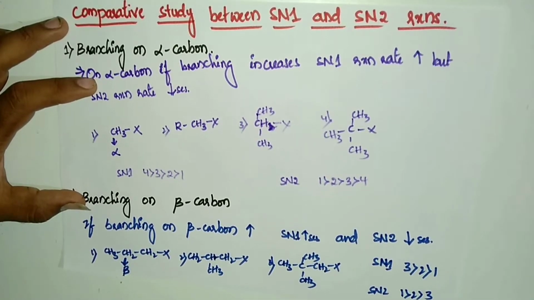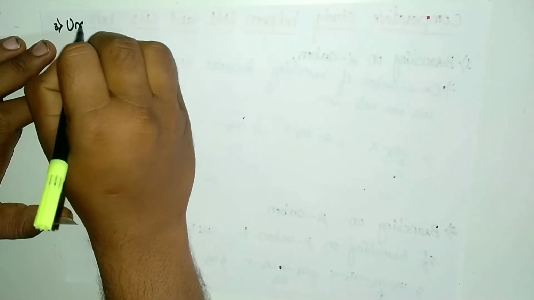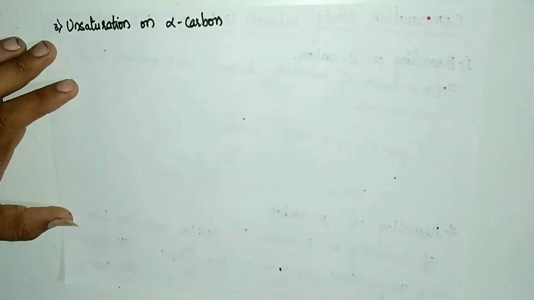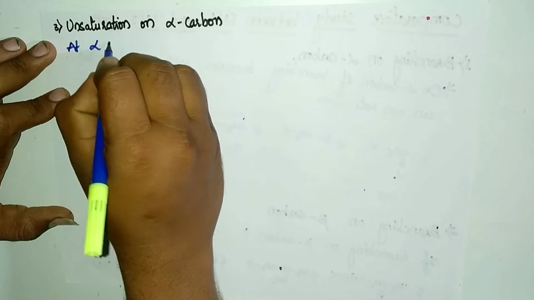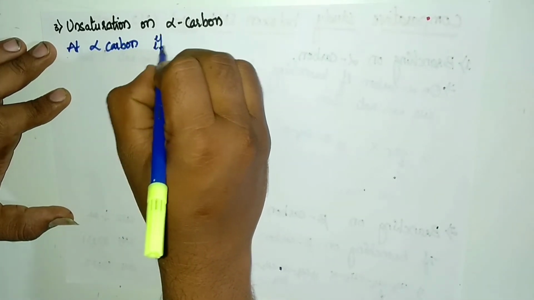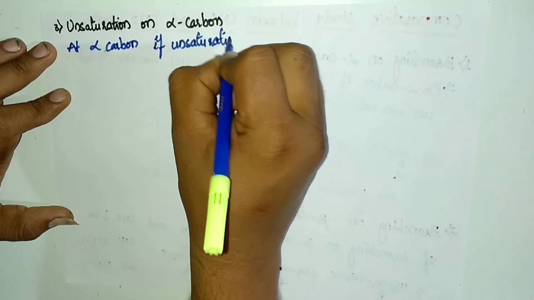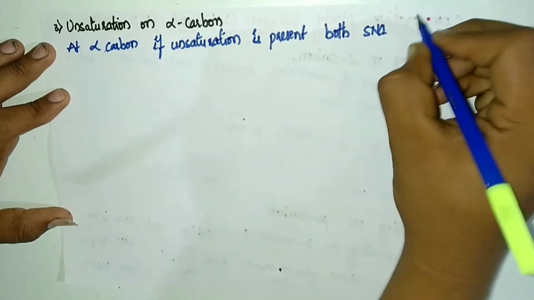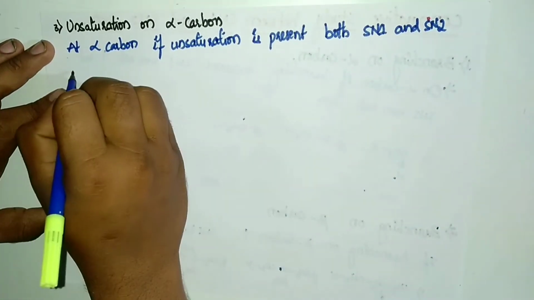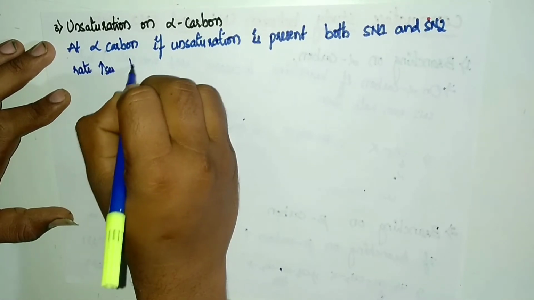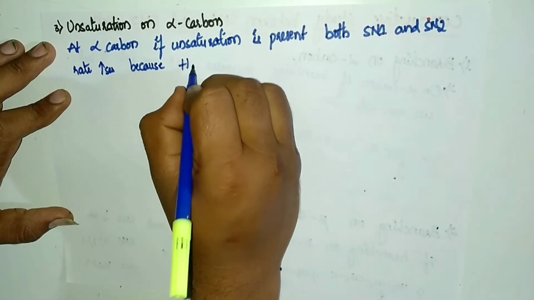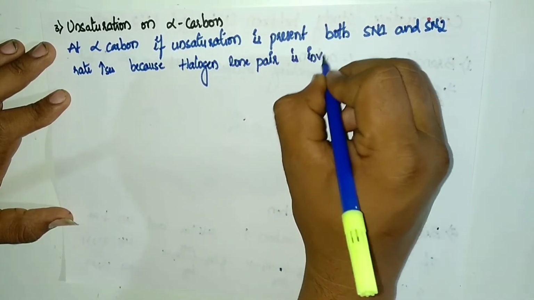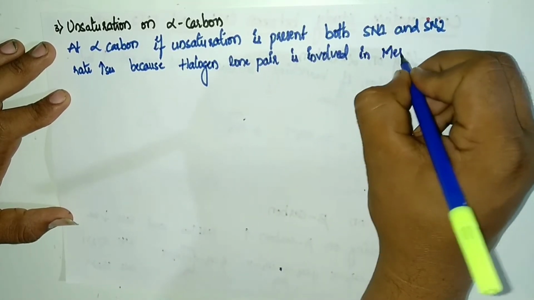And the next comparison is unsaturation on alpha carbon. Simply, unsaturation means alkenes, meaning double bonds and triple bonds. But here in this unsaturation case we will discuss only double bonds. So at alpha carbon, if unsaturation is present, both SN1 and SN2 rates increase. Why? Because the halogen lone pair is involved in the mesomeric effect. So both SN1 and SN2 reaction rates increase.